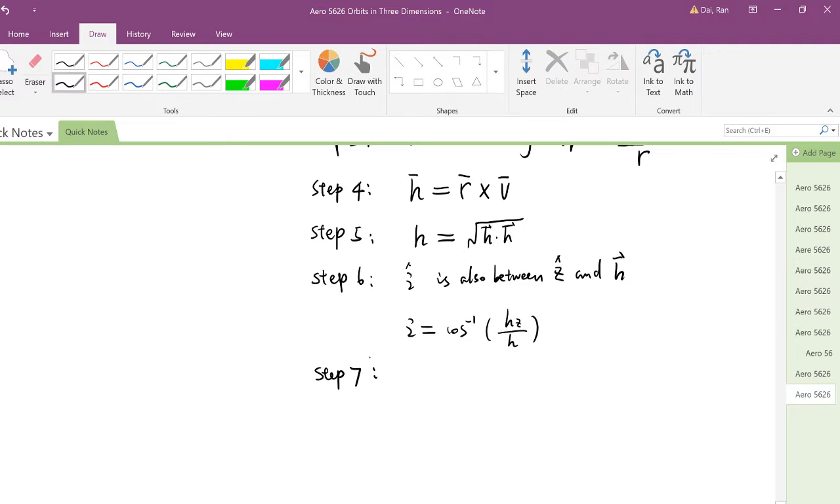Step 7, we will continue. Since we have the angular momentum, the ascending node vector n is equivalent to the k unit vector times h, according to the right-hand rule. The ascending node should be perpendicular to k and h, and that will give us the vector defining the ascending node.